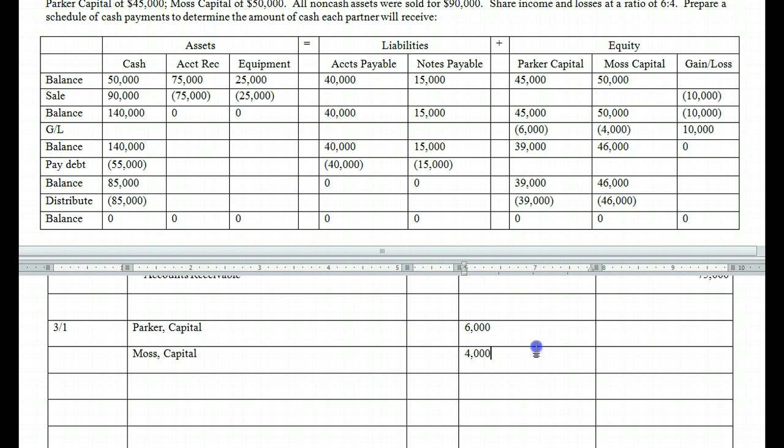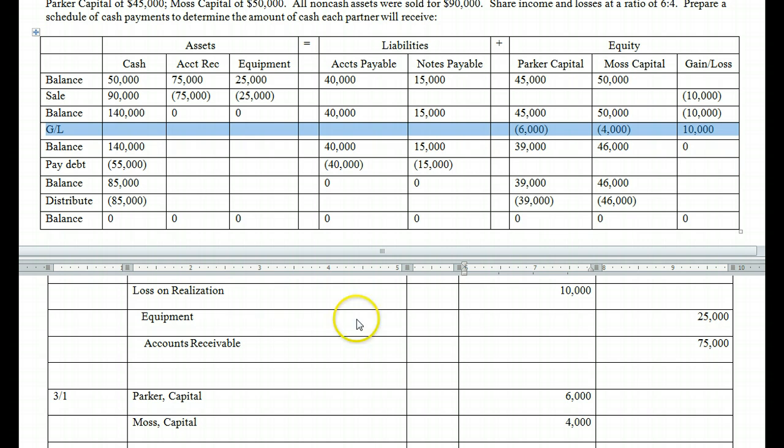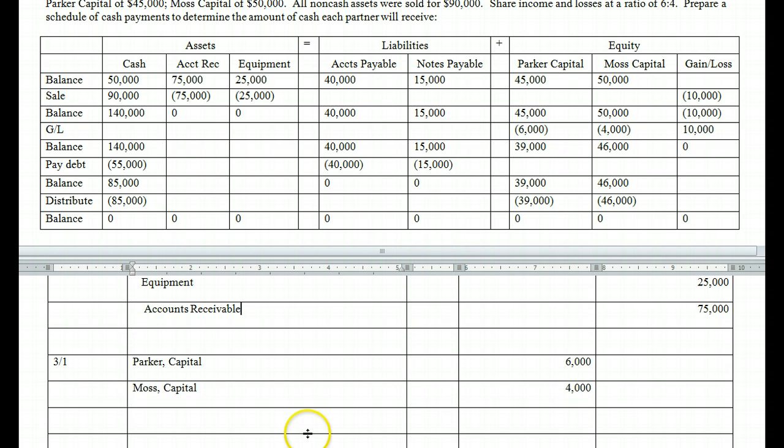Okay, so that'd be the first thing, and then that leaves us with our credit. Well, remember we put the loss on the books as a debit. We're taking that loss away and distributing it to our capital, so that means we need to credit the loss. So we're going to go in and credit our loss on realization. And again, that is for the 10,000.